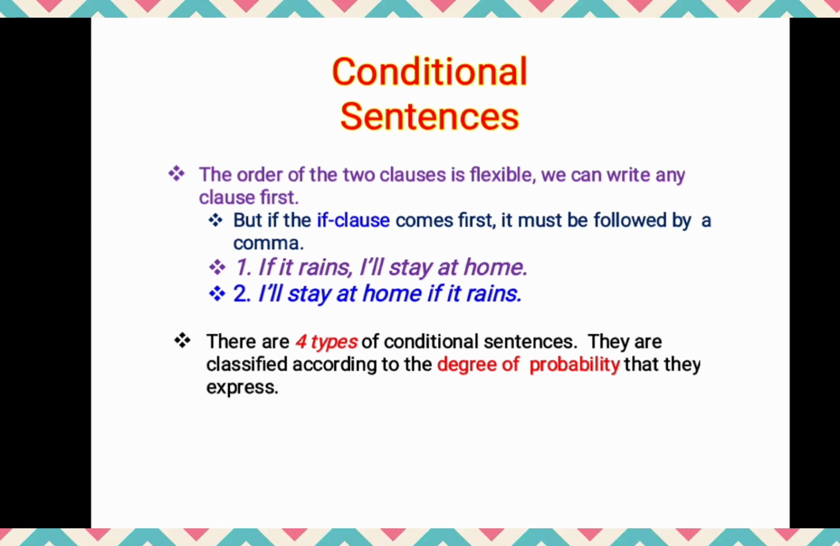There are four types of conditional sentences that are very mandatory in English grammar. They are classified according to the degree of probability that they express. Keep in your mind the four basic types of conditional sentences in English grammar.